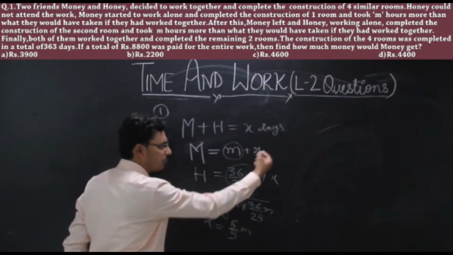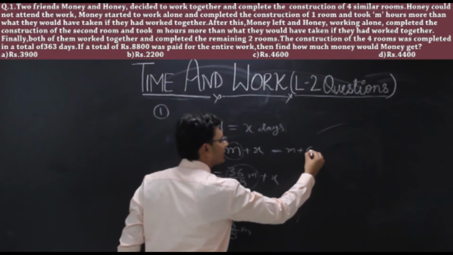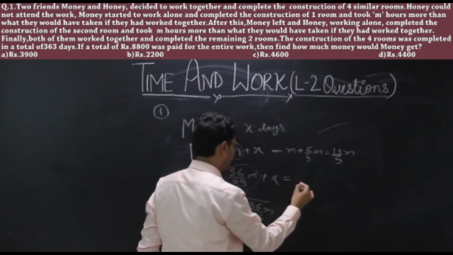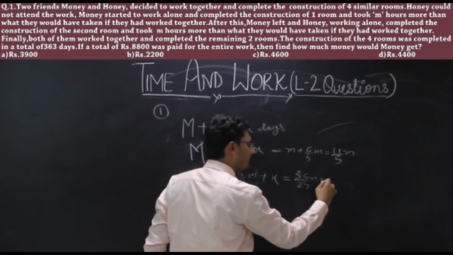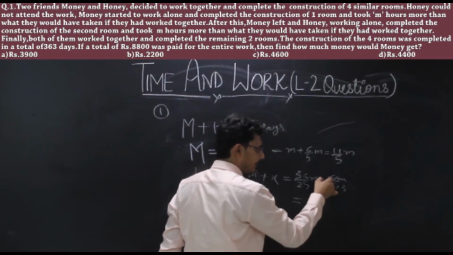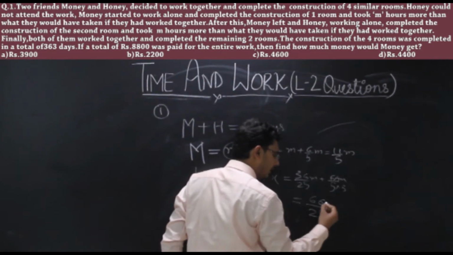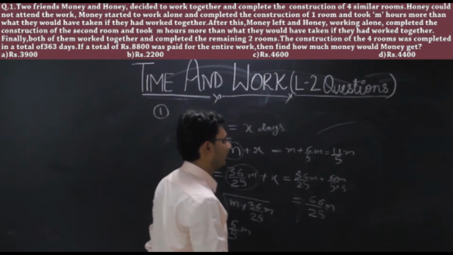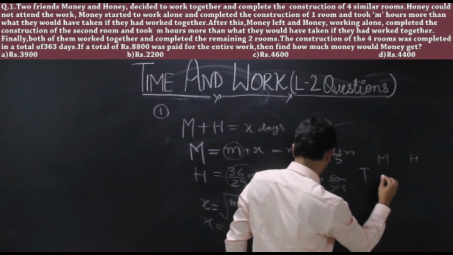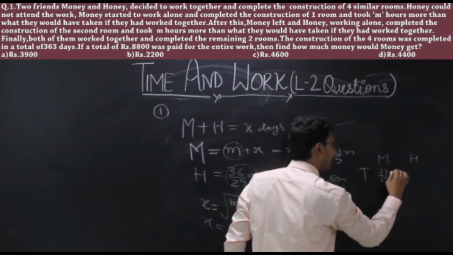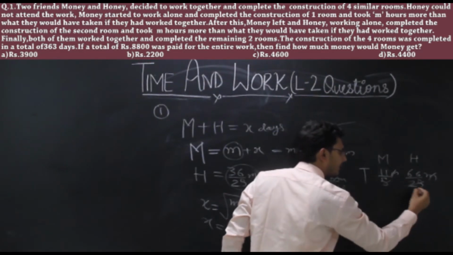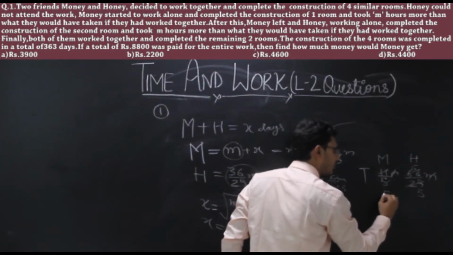If I place this value of X in both the equations, I will get money's value as M plus 6 by 5 M, that is 5 plus 6, 11 by 5 M, and honey's value as 36 by 25 M plus 6 by 5 M. Making the LCM same, multiplying the numerator by 5, this will come out to be 30 plus 36, 66 by 25 M. So the ratio of time of money and honey is 11 by 5 M and 66 by 25 M. So this M will get cancelled out. 5 ones are 5, 5 sixes are 30, 11 ones are 11, so ratio of time is 5:6.